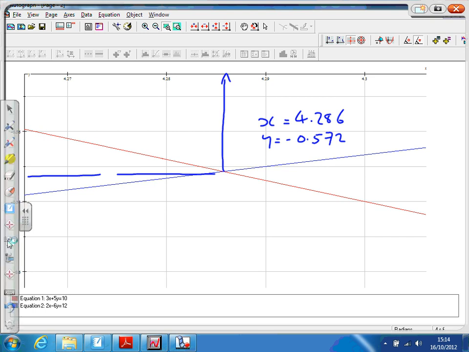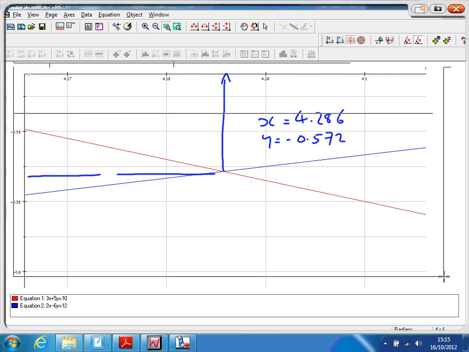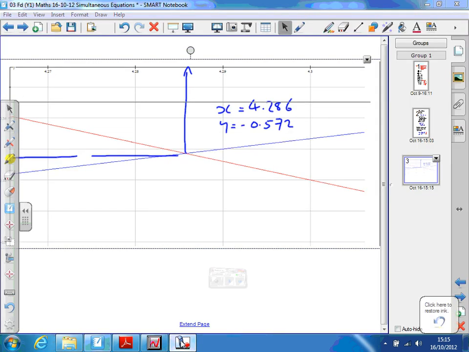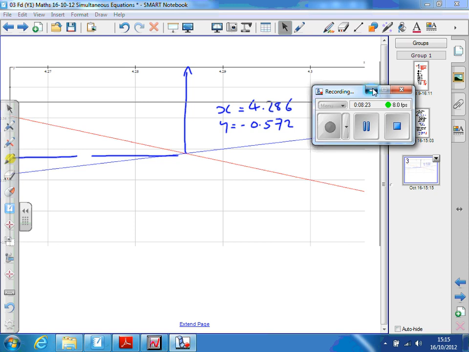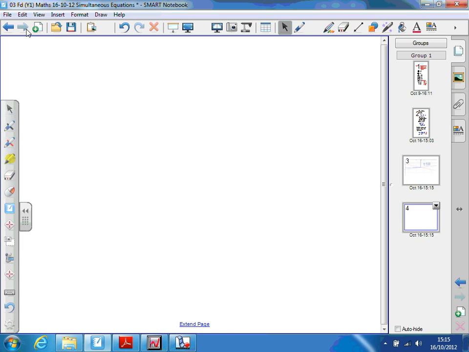So let's put this in the note. So we can solve graphically using some graph plotting software like Autograph. And there it is. We can also solve algebraically. And there's two techniques I want to look at.